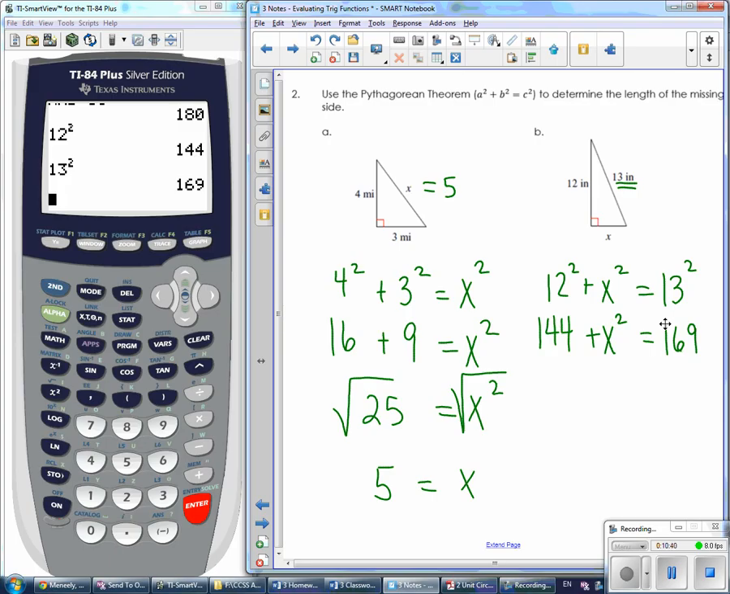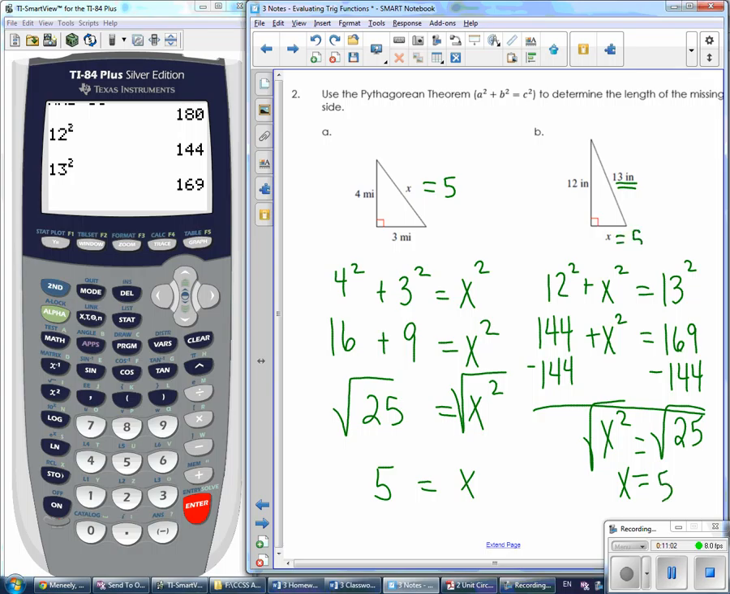So if I want to solve for x squared, I'm going to need to subtract 144 from both sides. And again, if you can't use a calculator, you're going to have to actually do the subtraction. So 9 minus 4 gives me 5, and then 6 minus 4 gives me 2. And so I get x squared equals 25 again. When I take the square root of both sides, we get x equals 5. So this is another perfect right triangle where all of the sides are whole numbers.